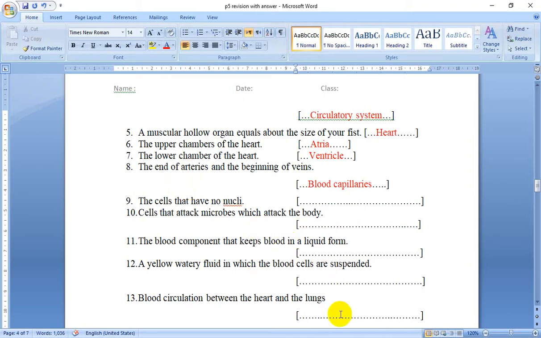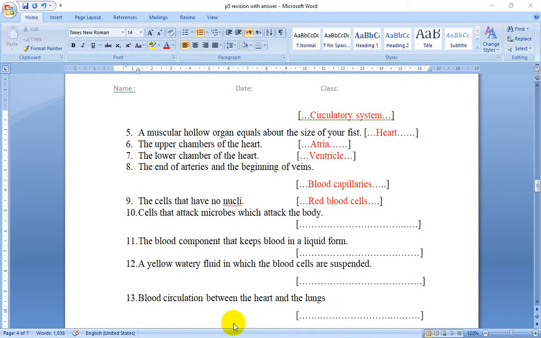The cells that have no nuclei. We know that we have 2 types of cells. One of them is without nuclei, and the other one with different forms of nuclei. So the cells that have no nuclei, this is red blood cells.